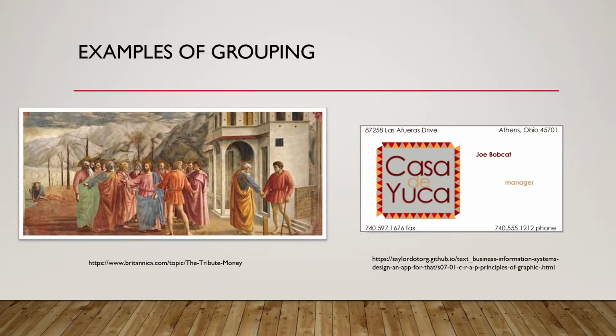So examples of grouping. On the left of this is the group of figures in the Tribute Money by Masaccio in 1425. We have Jesus and his 12 apostles grouped into the center of the painting, providing the focus. On the right, there is a business card that actually lacks a focus. The information you can see is all spread out and not in one centrally grouped location.